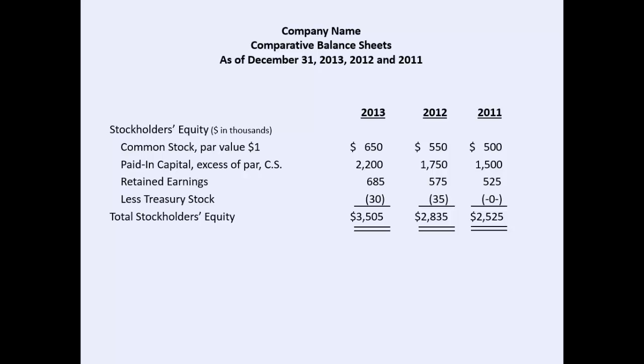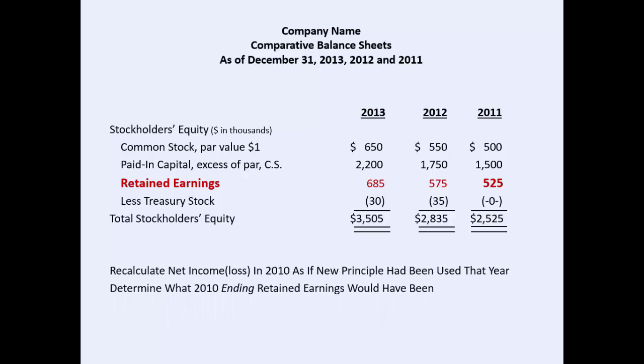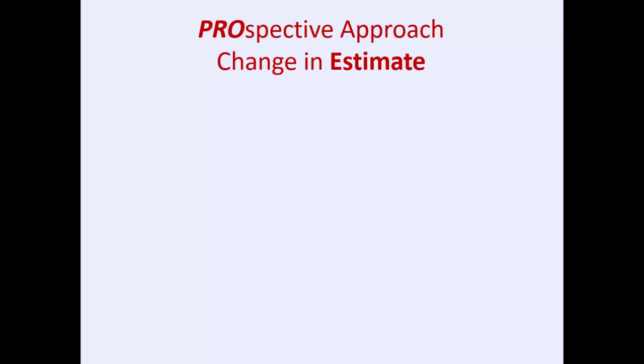And looking at a comparative balance sheet going back 2013, 2012, 2011, you would have to restate retained earnings of the earliest year, the beginning year. So really, how do you get that number? You're going to have to go back to the prior year. Recalculate net income in 2010 as if the principle had been used that year. Determine what the 2010 ending retained earnings would have been to restate the beginning retained earnings.